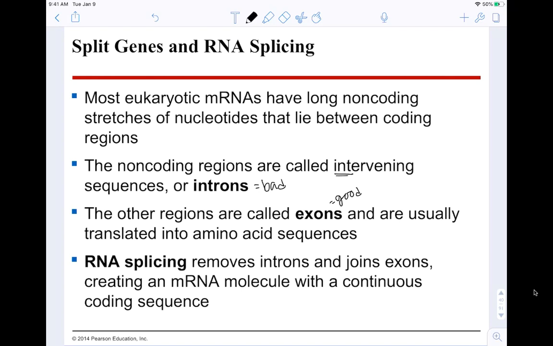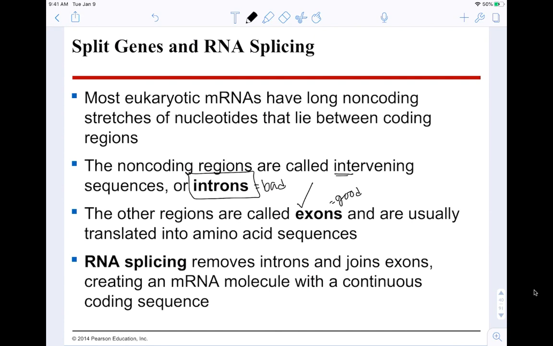To me, it sounds like introns stay in and exons exit, but it's the opposite of that. They try to play us with these words here. So they're intervening, they're interrupting. They need to get out. So these get cut out and these stay in. That's a little confusing, but just think about it: introns interfere, gotta go.